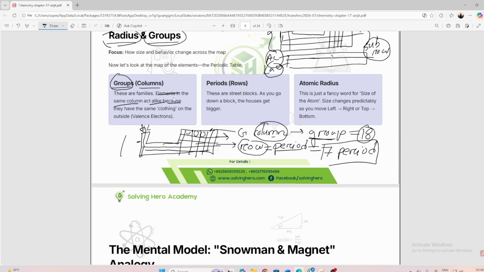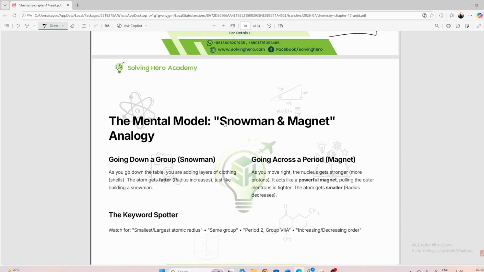So this is what is written. Elements in the same column act alike. That means almost the same because they have the same outside valence electrons. You don't have to understand that. The period. What are periods? These rows are called periods. Am I clear?